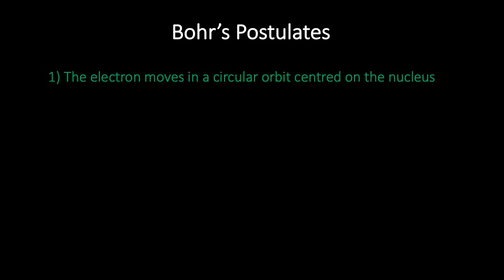Bohr's groundbreaking work focused on the simplest atom, hydrogen, and was based on 4 postulates that combined elements of classical and quantum physics. The first was based on Coulomb's law from classical electrodynamics. According to this postulate, the electron is held in orbit around the nucleus by the Coulomb force of attraction between the positively charged nucleus and the negatively charged electrons.